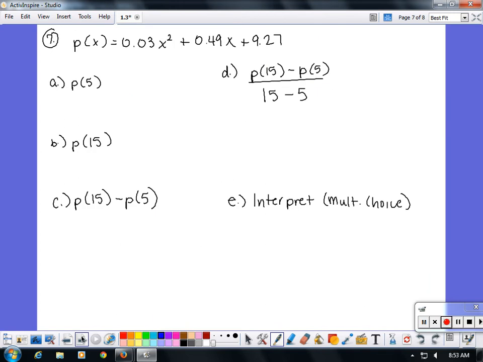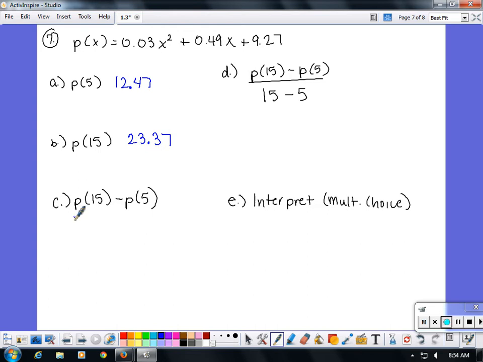7. Evaluate P at 5. So all we're going to do is plug in 5. So you get 0.03 times 5 squared plus 0.49 times 5 plus 0.927, 12.47. Alright, B, plug in 15, so 0.03 times 15 squared plus 0.49 times 15, and then plus 0.927. You get 23.37.